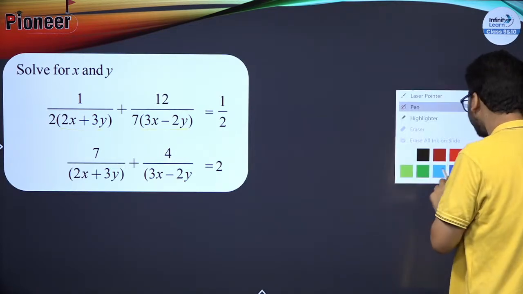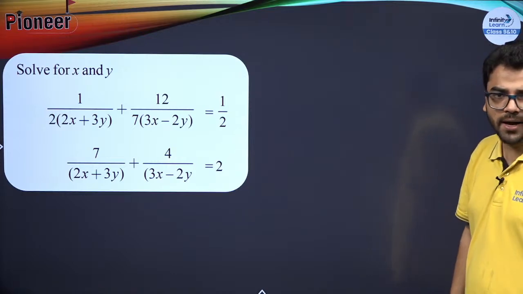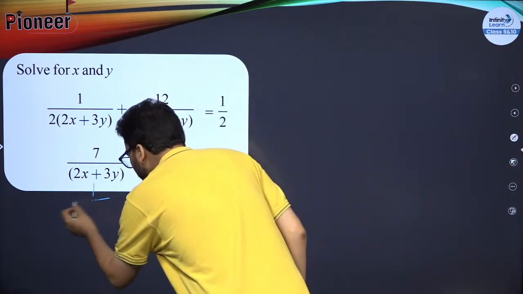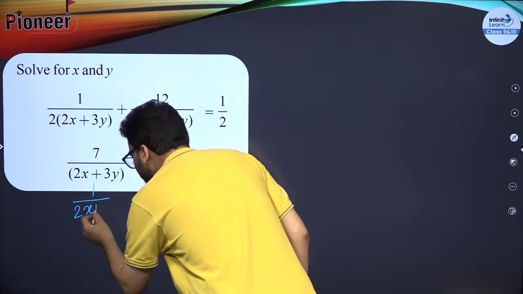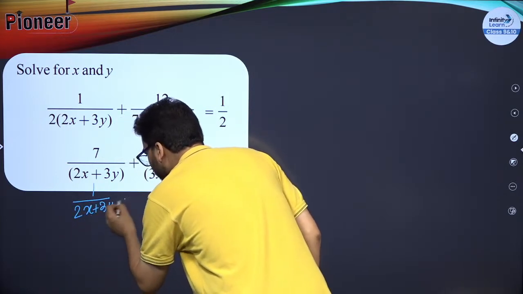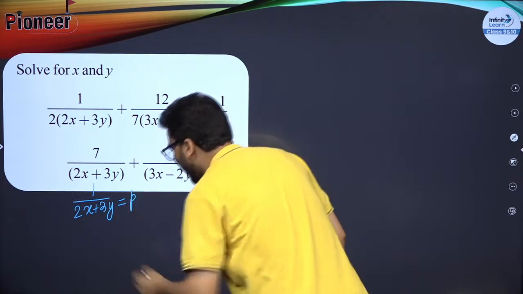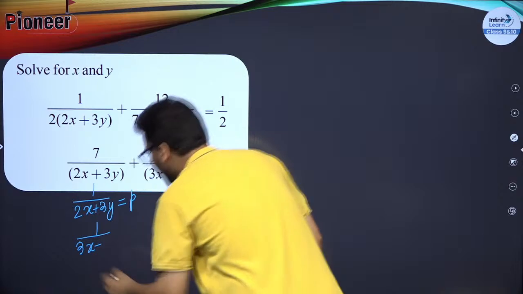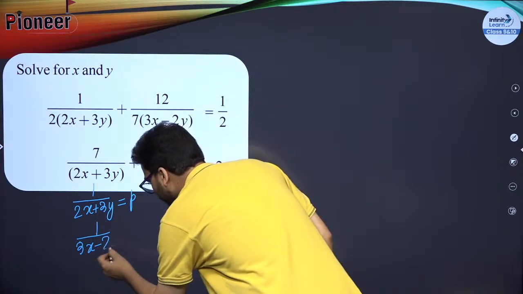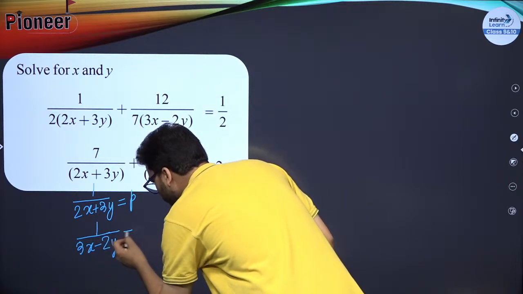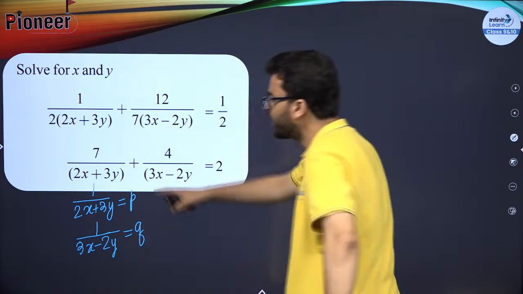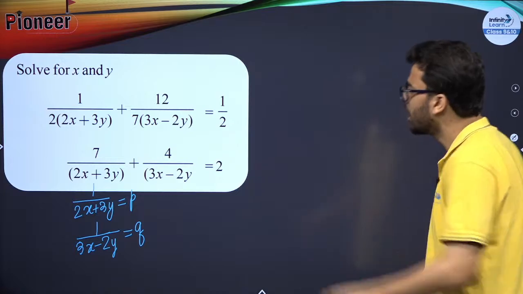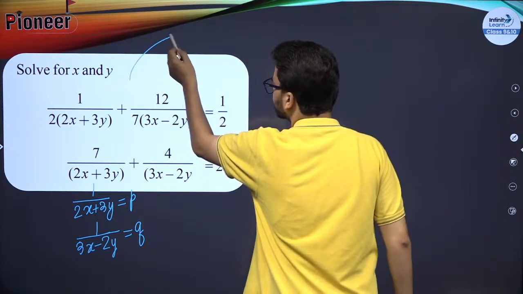Okay. So what we can do over here, guys, we can simply put 1 by 2x plus 3y to be equal to p, and then 1 by 3x minus 2y, I can take to be equal to q. This can be done, right? 1 by 2x plus 3y is equal to p, and 1 by 3x minus 2y is equal to q. That is correct. Now let us rewrite the equations over here.